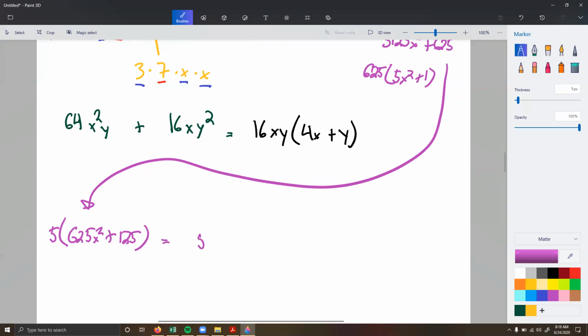So you basically just end up with, okay, 625 and 125. What's another number we can take out? We can take out another 5. Just keep ripping out 5s. So at that point, you're going to get 5 times 5 times, then what's going to be left? 125 x squared plus 25.